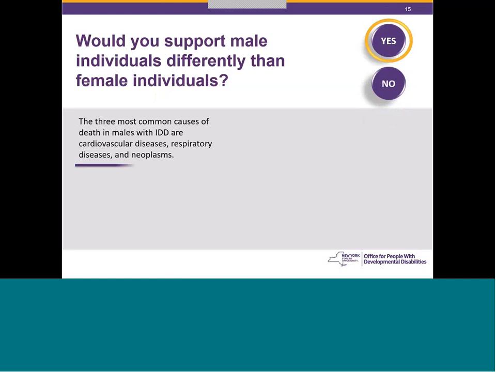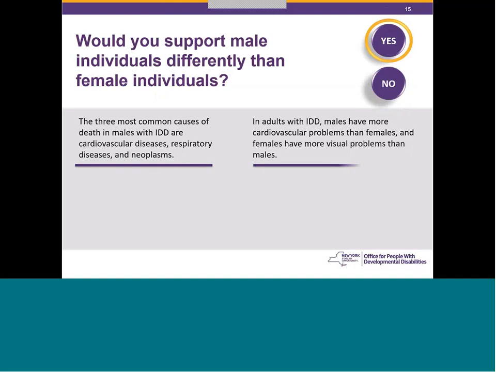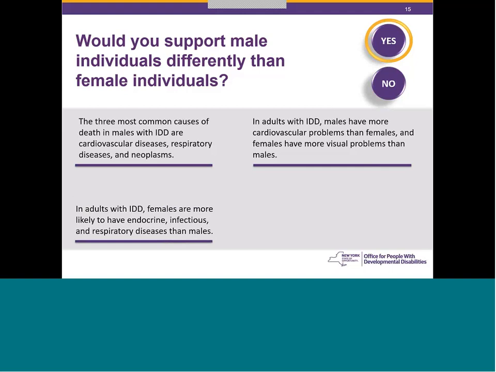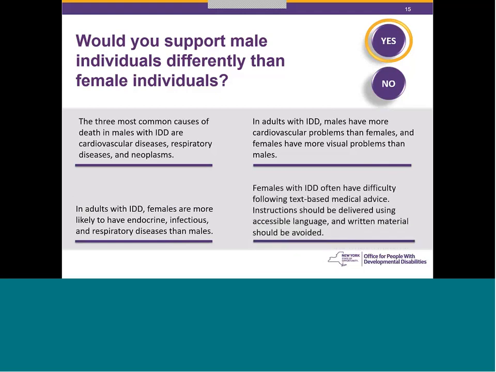The 3 most common causes of death in males with IDD are cardiovascular diseases, respiratory diseases, and neoplasms. In adults with IDD, males have more cardiovascular problems than females, and females have more visual problems than males. In adults with IDD, females are more likely to have endocrine, infectious, and respiratory diseases than males. Females with IDD often have difficulty following text-based medical advice. Therefore, instructions should be delivered using accessible language, and written material should be avoided.